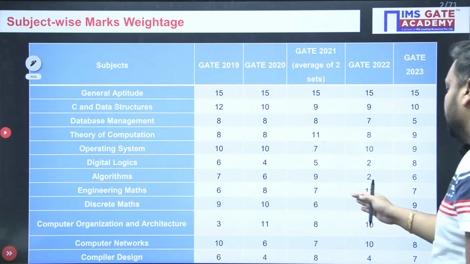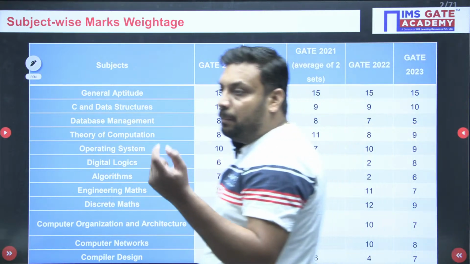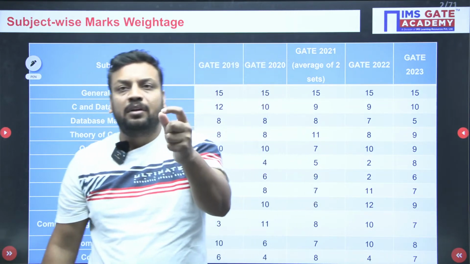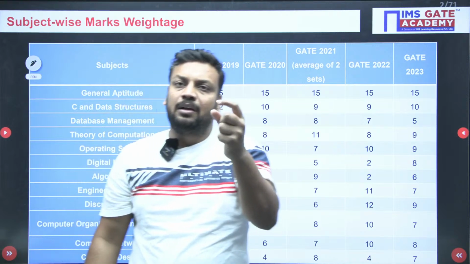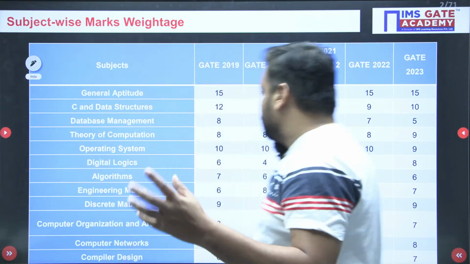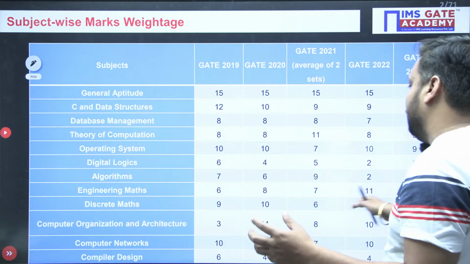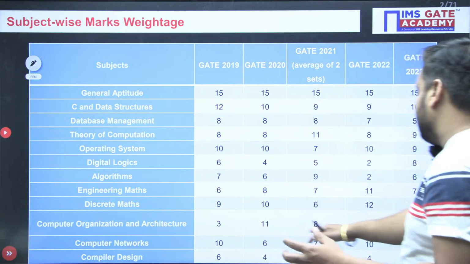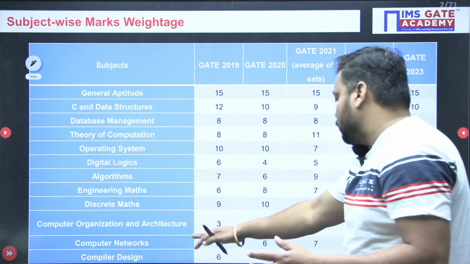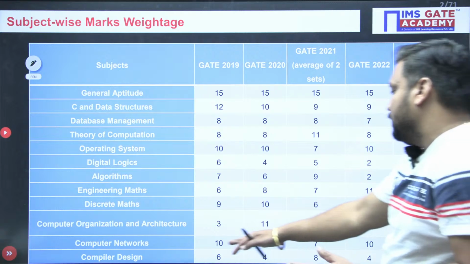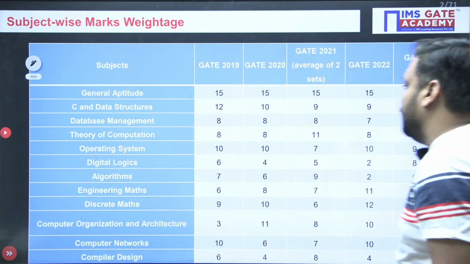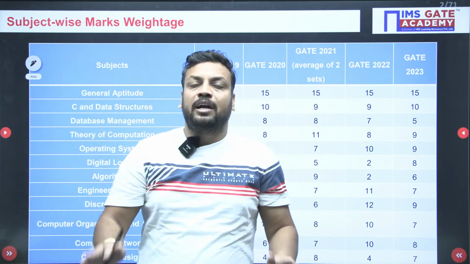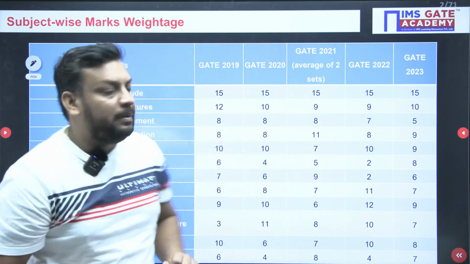Engineering mathematics has only 3 topics in computer science: first is linear algebra, second is calculus, and then probability. That is why the weightage is around 8 to 11 marks. Discrete maths weightage is around 6 to 12 marks. COA is around 3 to 11 marks, and computer network is around 8 to 10 marks. Similarly, CD weightage is around 6 to 8 marks. So these are the general subject-wise weightages as far as the last 5 years of GATE papers are concerned.